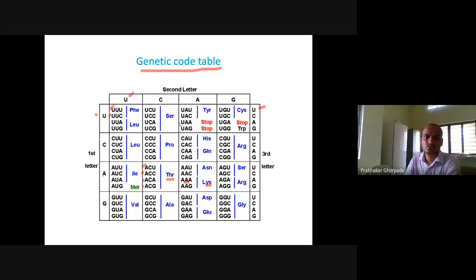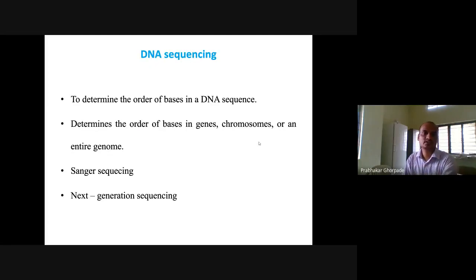And UAA, UAG, UGA are stop codons. They won't code for anything. So based on the different amino acids, they can have a different number of codons in the genetic code table. So this one is a genetic code table.